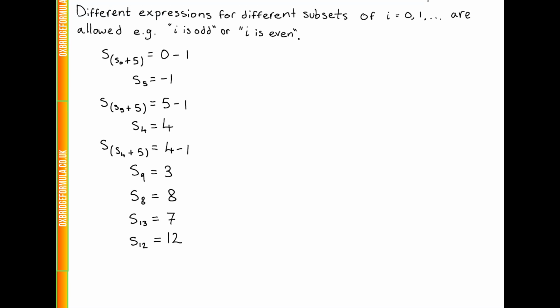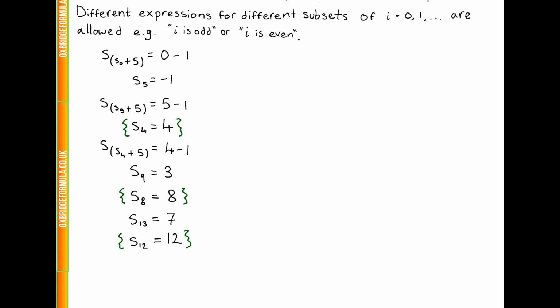Can you begin to spot a pattern yet? In fact, we notice that for our multiples of 4 that we've seen, S_something equals the same something. This seems like an important pattern, so let's investigate it a bit further. We might want to claim that this is true, that is, for i a multiple of 4, S_i equals i, and then we could try and prove it by induction.